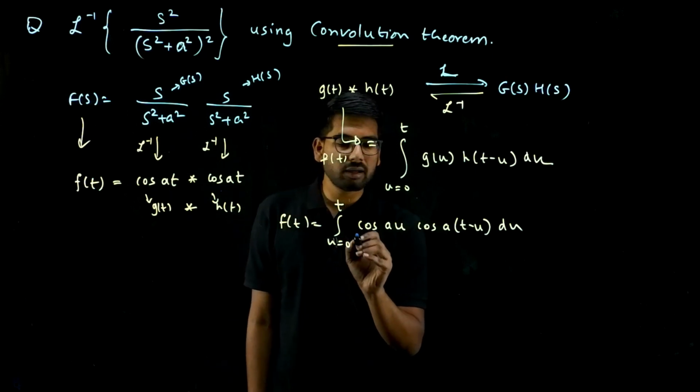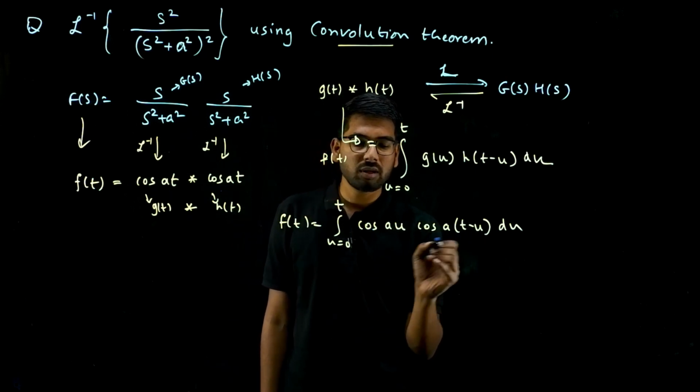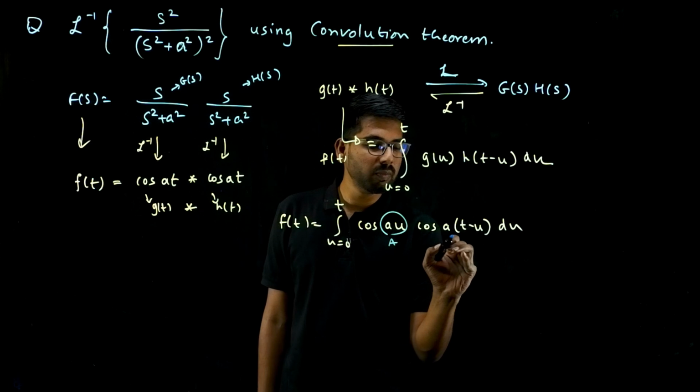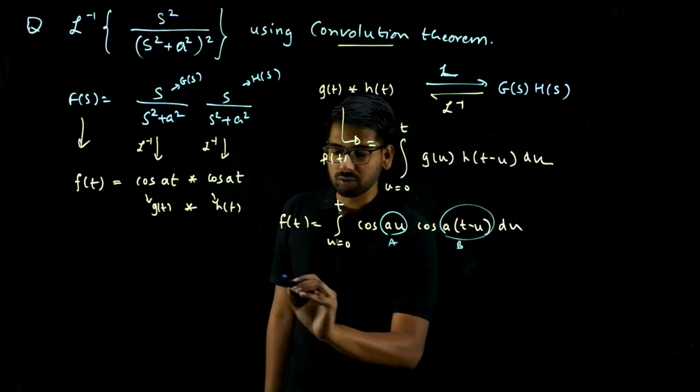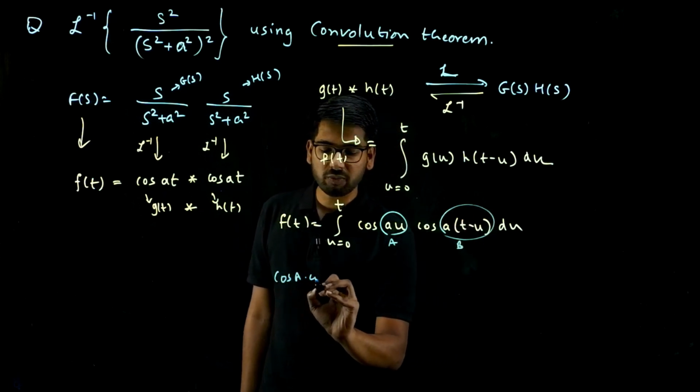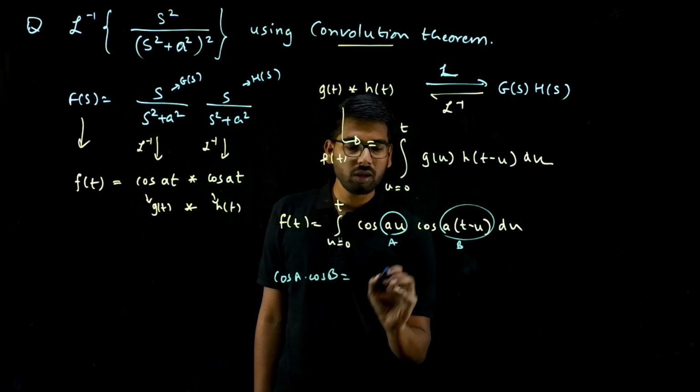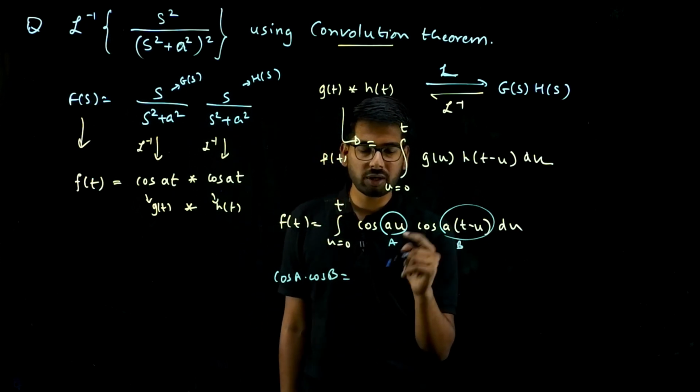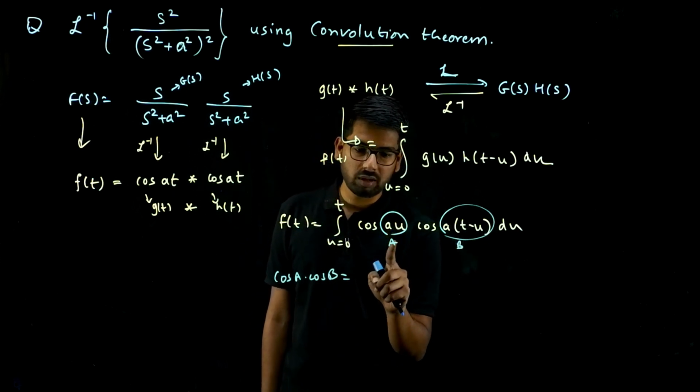So how do you integrate cos A into cos B? You cannot directly integrate this. We have to convert this to only one cos term. How do you do that?